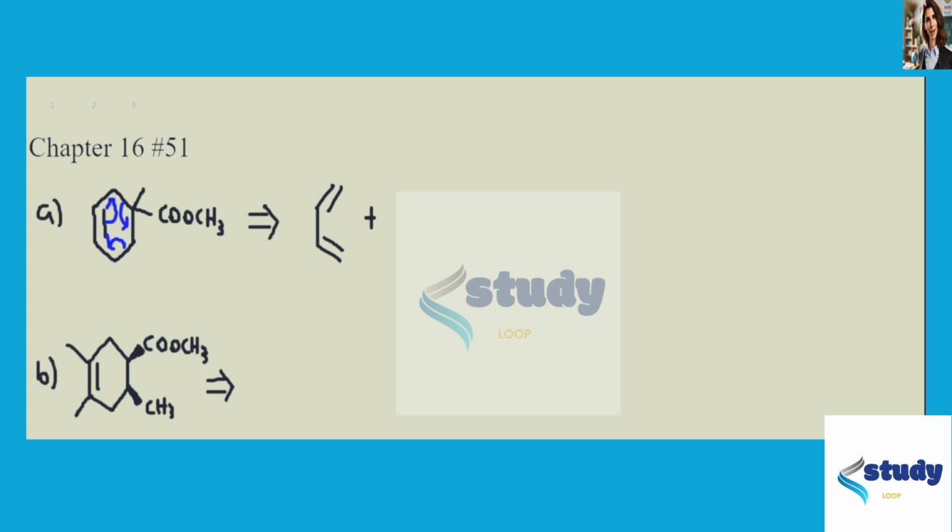So there's our diene, and then our dienophile would be this. Okay, and so that's pretty much what we're going to do for the other 5. So the pericyclic electron movement for B actually looks exactly the same as for A.